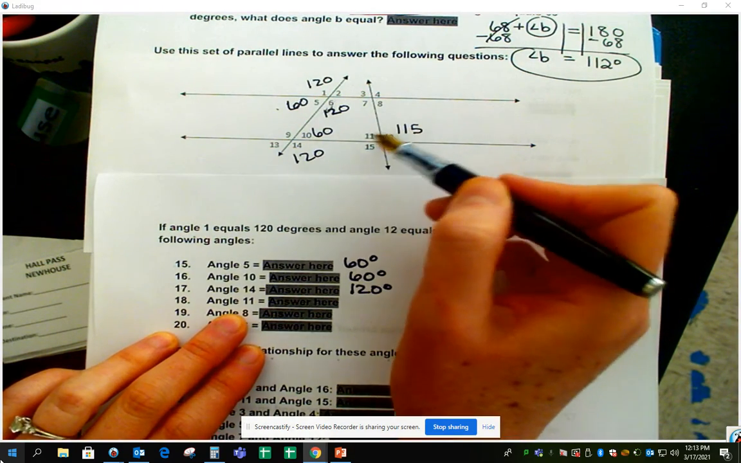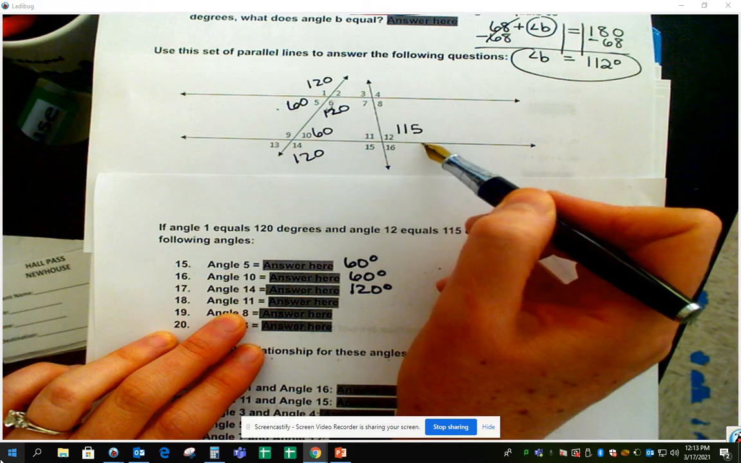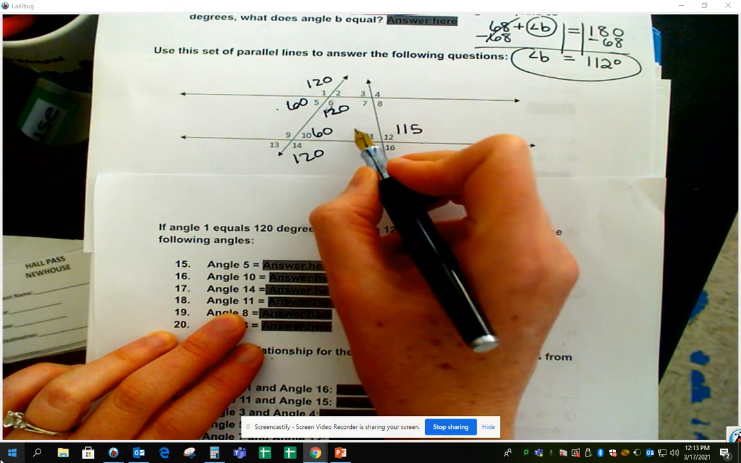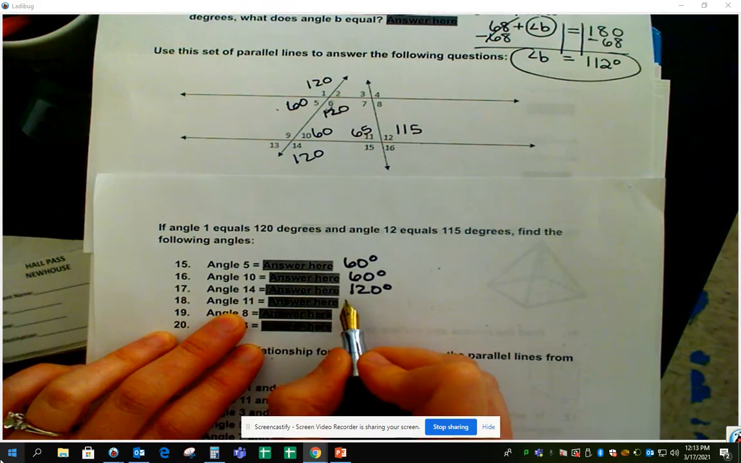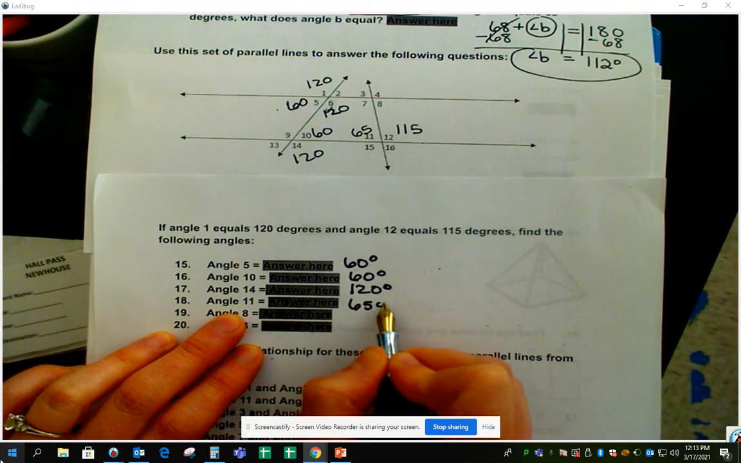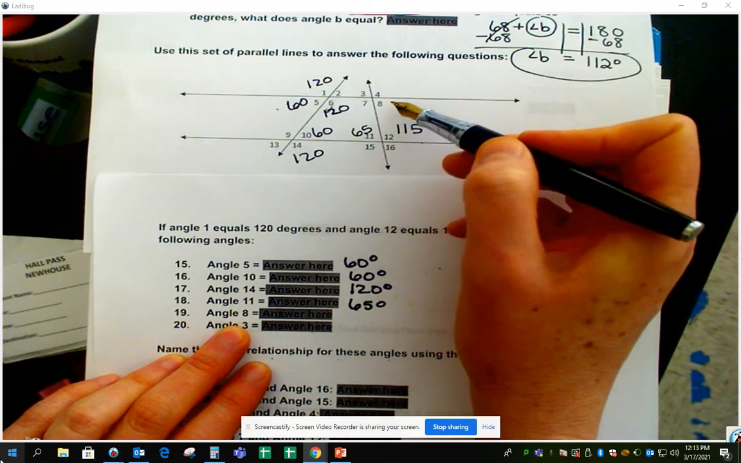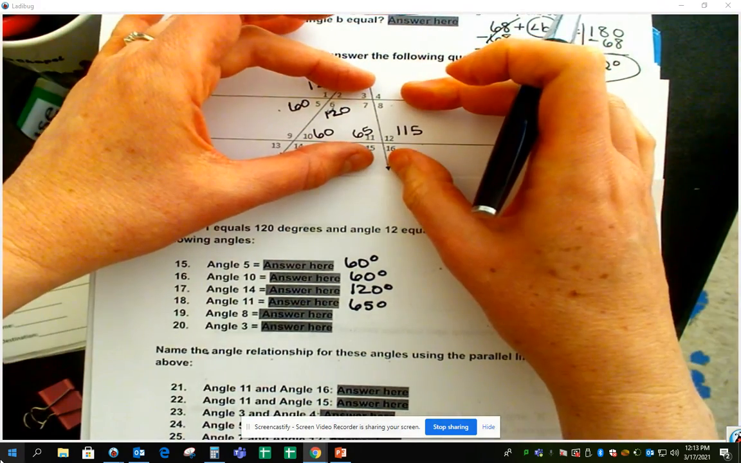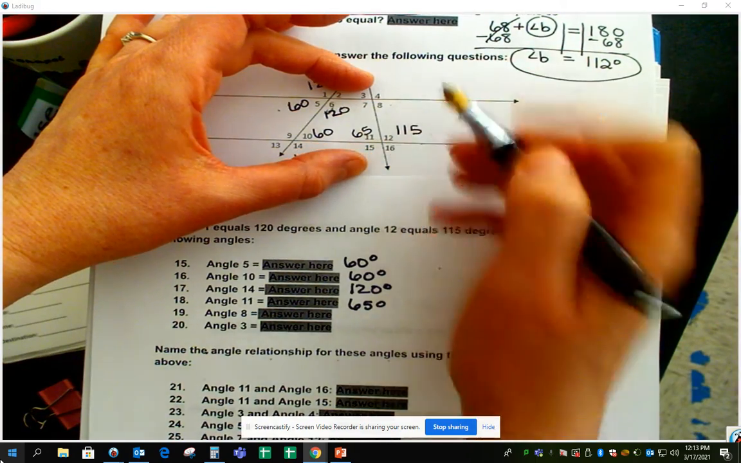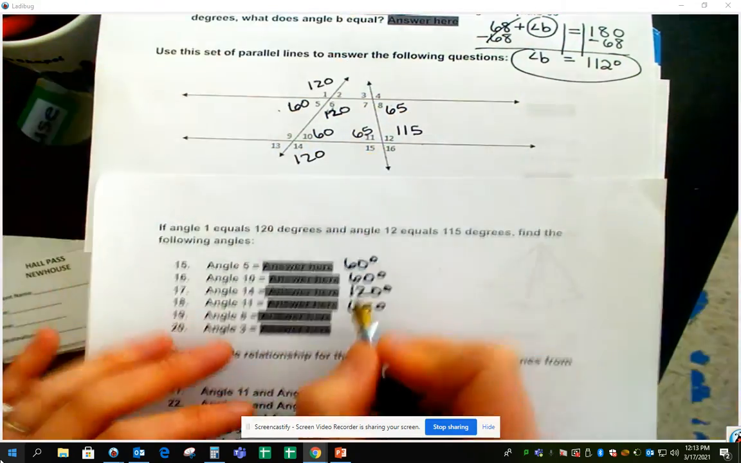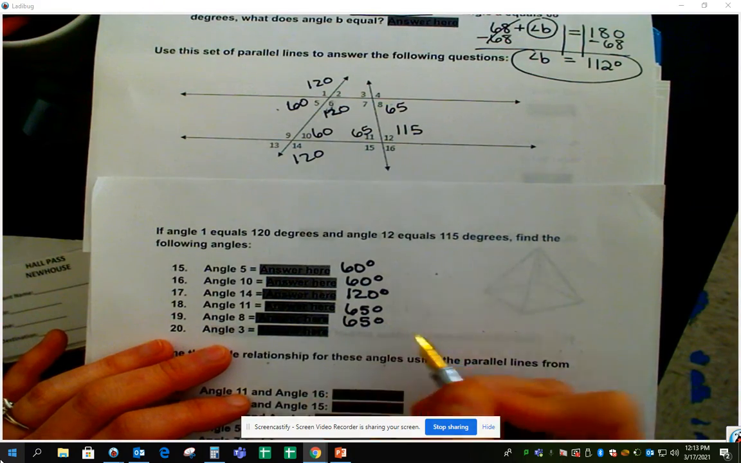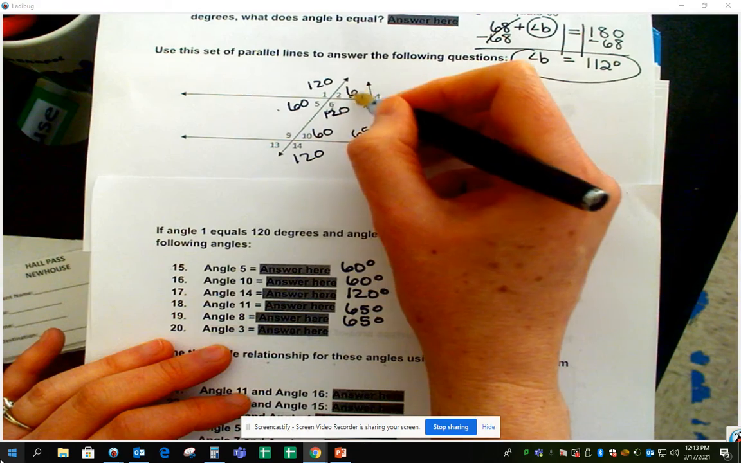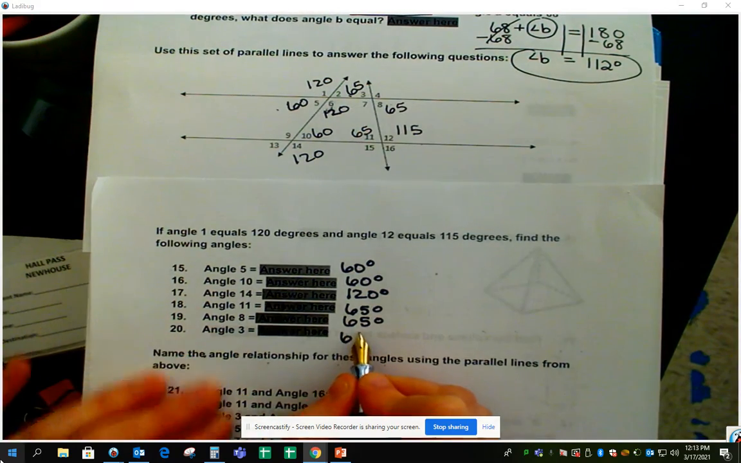Number 11. So let's start using this angle. These two are supplementary, and 180 minus 115 is 65. So number 11 is 65 degrees. Angle 8, let's see, what relationship? They're opposite sides, but they're inside the parallel lines. Those are alternate interior too. This is 65. They're equal. And then angle 3, those are vertical angles. They're equal. So that number 3 is 65 too.